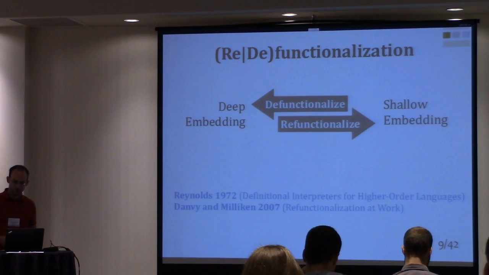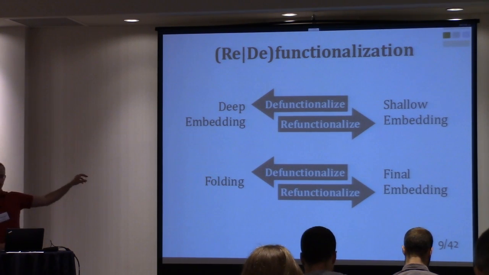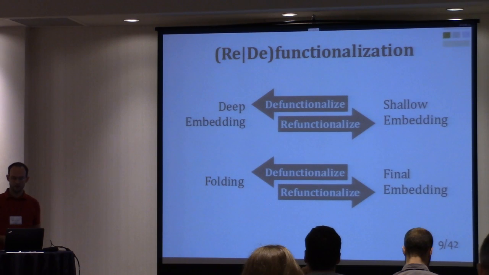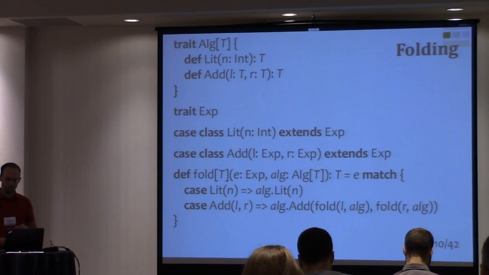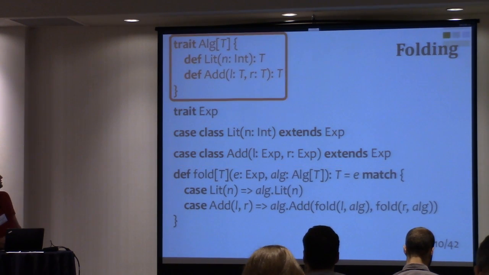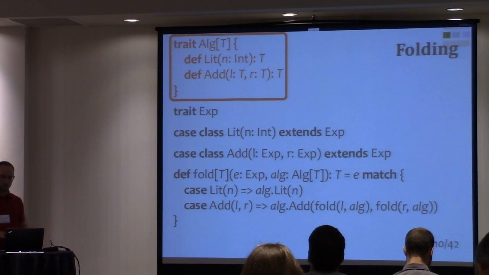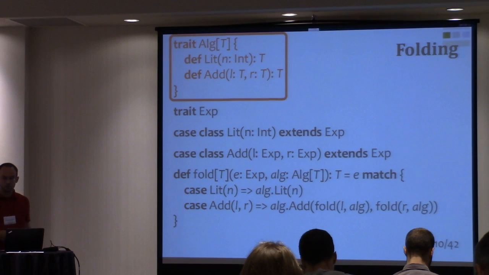So we can go further by considering the relationship between a program that does a fold over an abstract syntax tree and the final embedding. And it turns out that they are again related by defunctionalization and refunctionalization. So here we go. This is a program that does folding. We have the same abstract syntax tree here. In addition, we have this algebra. The algebra has one method for each constructor of the abstract syntax tree, which is supposed to contain all the work that needs to be done when we see this thing in the fold.